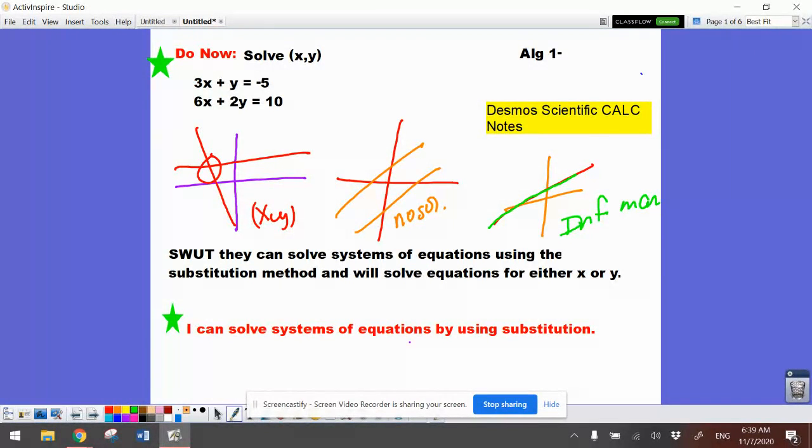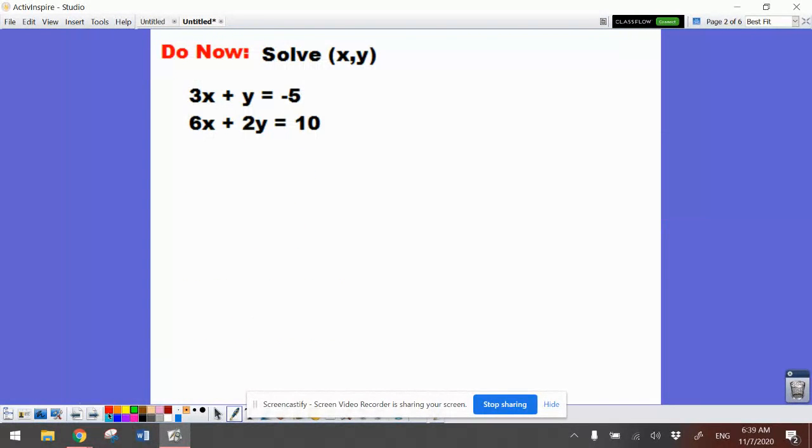So this falls back to the different types of equations we can have just with basic equations. So it makes sense that if we are dealing with 2 equations, you would have those same options. Okay, so let's take a look at our do now today, and let's think back to yesterday about what our first step was.